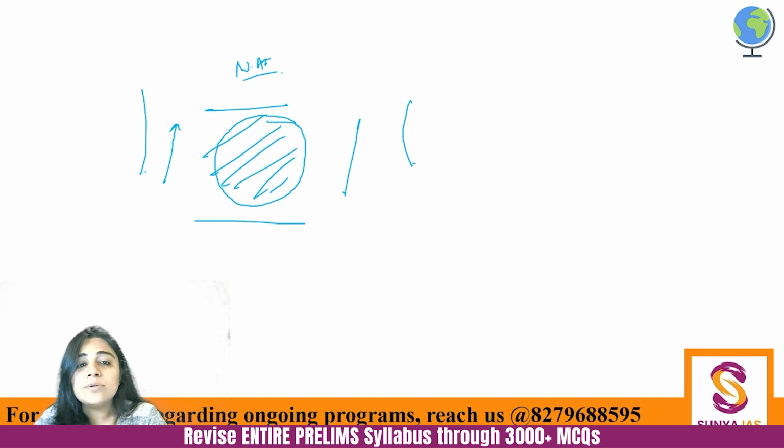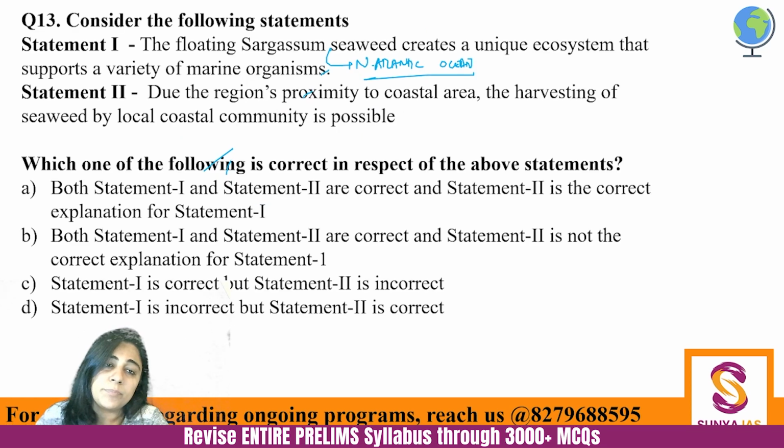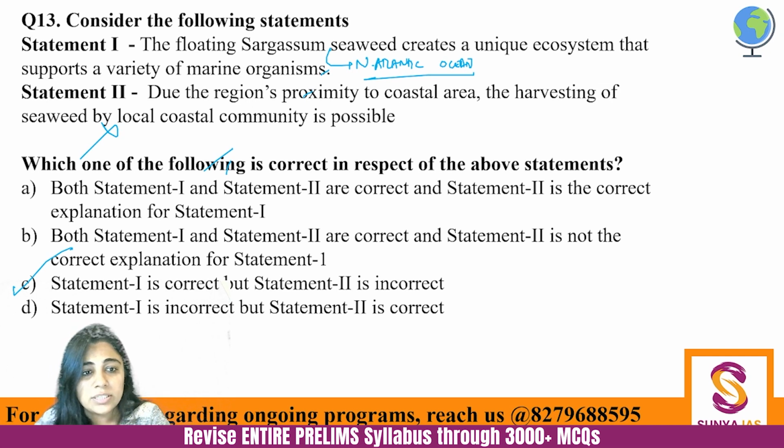However, this particular sea is very much away from the coasts, and this is not harvestable. In fact, because of the weeds that grow, the unnecessary grasses that grow here, shipping became very difficult through the Atlantic Ocean, right? So it does not have a utility when it comes to the coastal areas. Rather, it is an obstruction, but it is a beautiful structure of nature, and that's why it must be protected. So here B is incorrect, A is correct, C is the answer for this one.